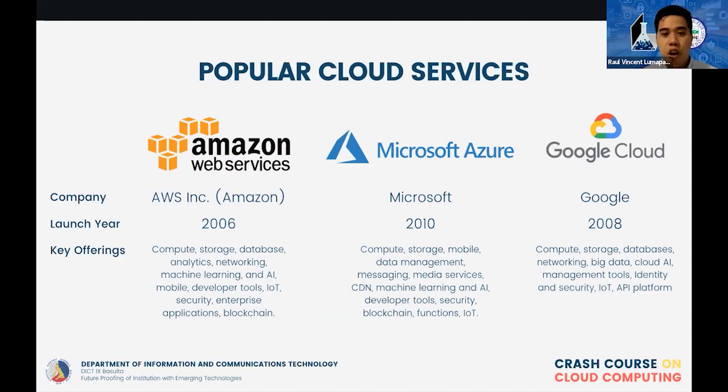In Amazon, there are a lot of key offerings. You have computing, storage, database, analytics, networking, machine learning, AI, mobile, developer tools, IoT, security, enterprise applications, and what we discussed yesterday, blockchain. More or less the same services are offered by Microsoft: messaging, media services, machine learning and AI, development tools, security, blockchain functions, and IoT. Google Cloud focuses on database, big data, AI management tools, identity and security, IoT, and API. So each of the popular cloud services has its own individual focus.